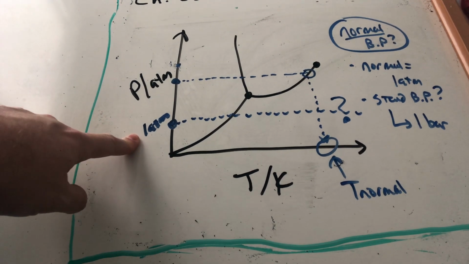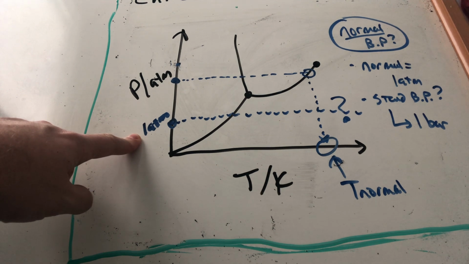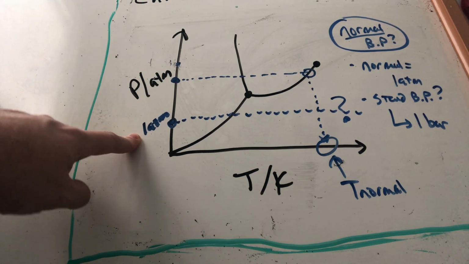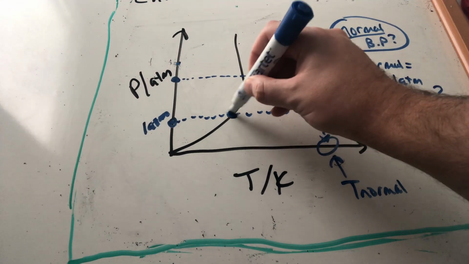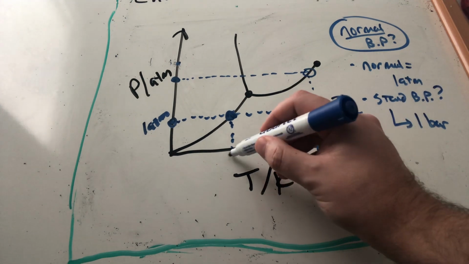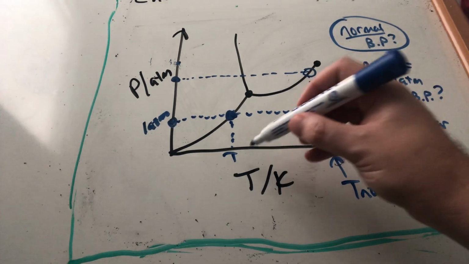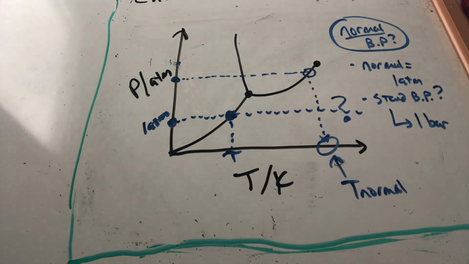So what we'll say about something like CO2, where we find 1 atmosphere below the triple point, is that CO2 does not have a normal boiling point, right? What CO2 has is a normal sublimation point, and that's where a solid to gas transition would happen. So this temperature right here, we would call the sublimation point.